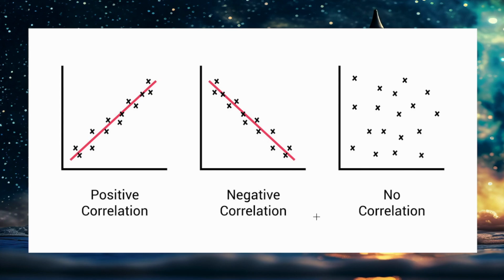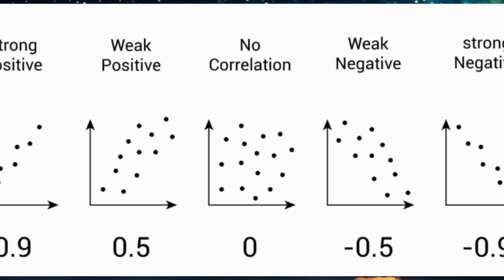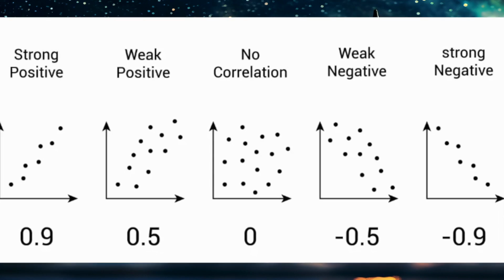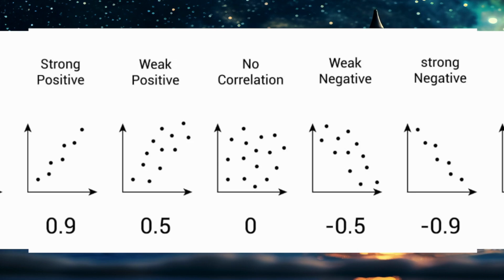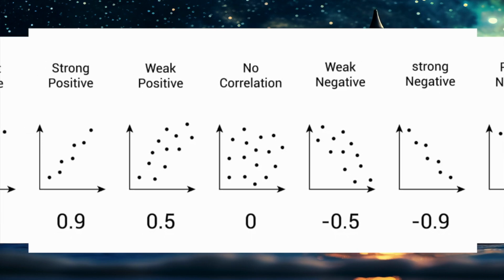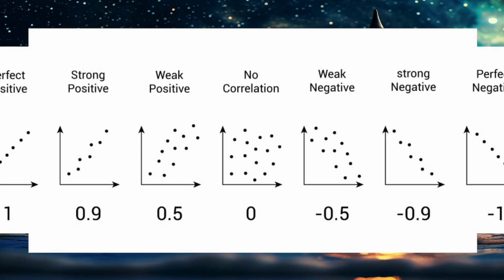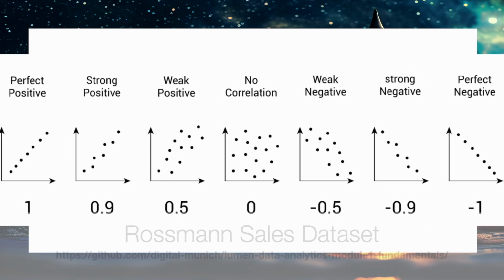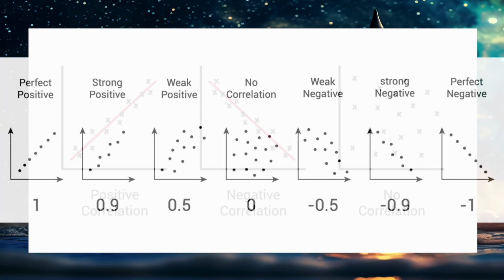In statistical terms, these are represented by a range between -1 and 1. A -1 correlation shows a strong negative correlation. A positive one represents a positive correlation. A value close to 0 shows no correlation. Let's apply this on our Rossmann dataset and check out the correlation between different variables.